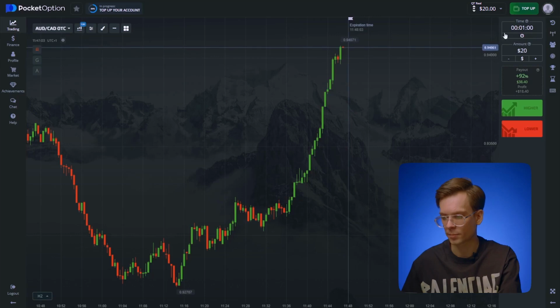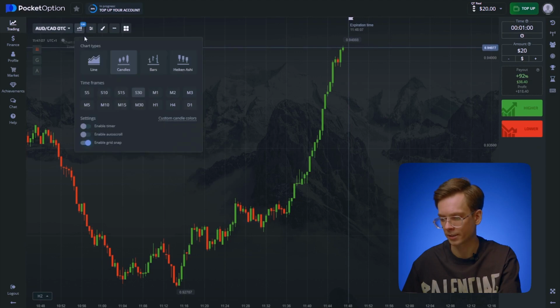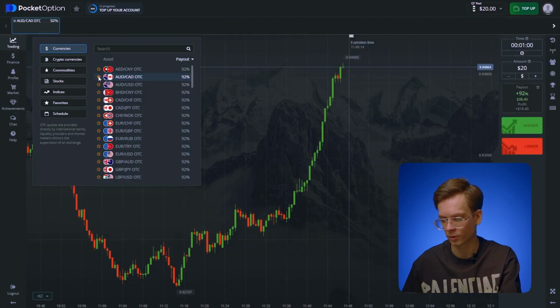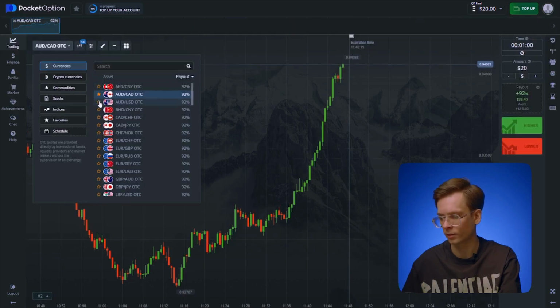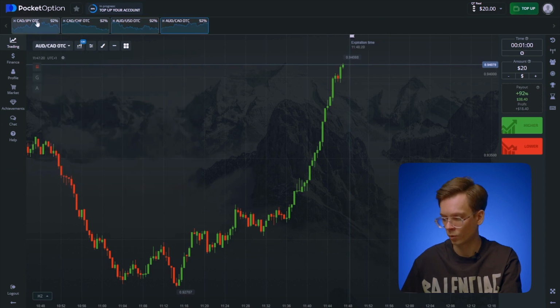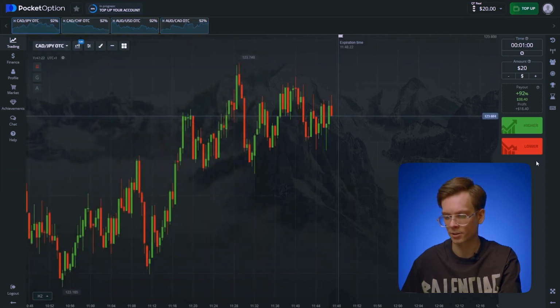Trade duration is gonna be 1 minute. Let's set the candlestick time frame to 30 seconds. The currency pairs I'm gonna trade today are the Australian and the Canadian dollar, the Australian and the US dollar, the Canadian dollar and the Swiss franc, and the Canadian dollar and the Japanese yen. All with the maximum percentage 92.